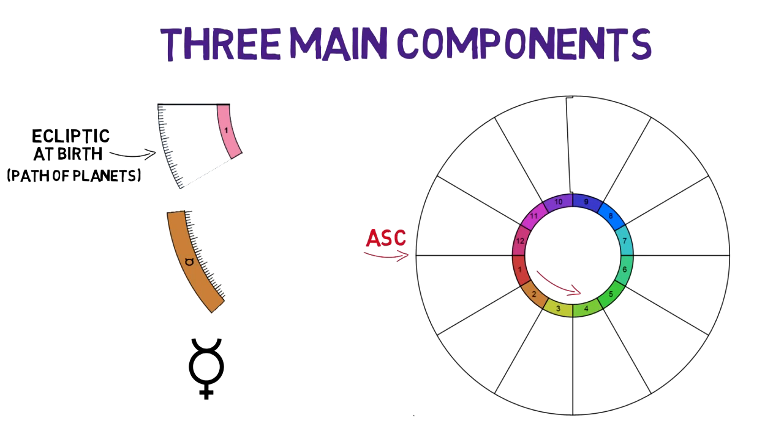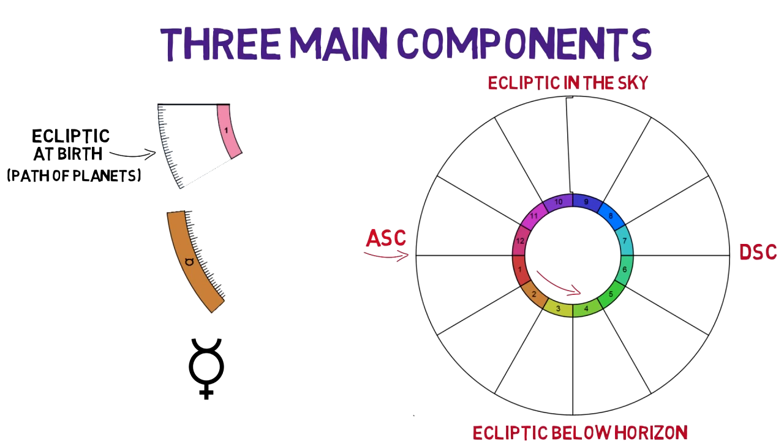Directly opposite the ascendant is the descendant, which, as you might guess, is the western horizon, or what's setting. The top of the chart represents the highest part of the ecliptic in the sky, and the bottom, what's underneath the horizon, or the non-visible sky.